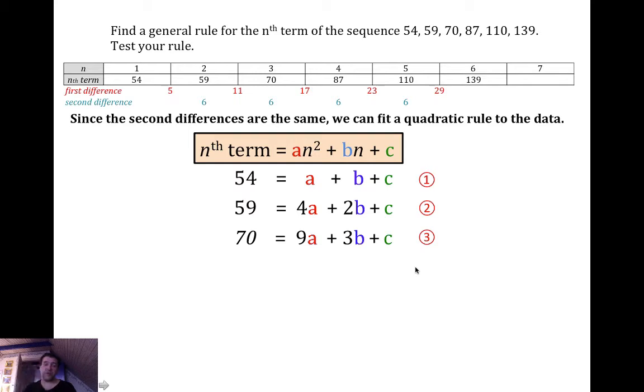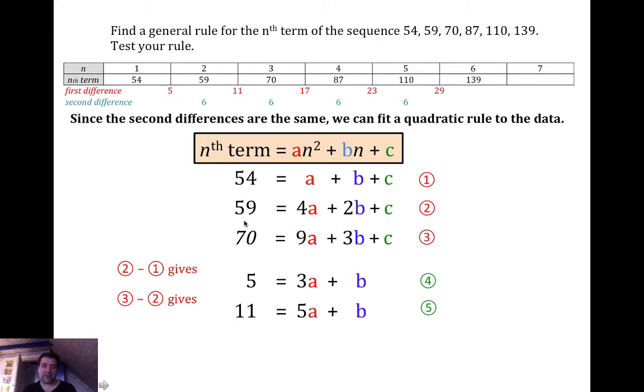So if we subtract equations, the c's will disappear. So I'm going to do equation 2 minus equation 1 to get 59 minus 54 is 5, 4a minus a is 3a, and 2b minus b is b, and then c minus c disappears. Then I'm going to do equation 3 minus equation 2 to get that 70 minus 59 is 11, 9a minus 4a is 5a, 3b minus 2b is b, and c minus c disappears.